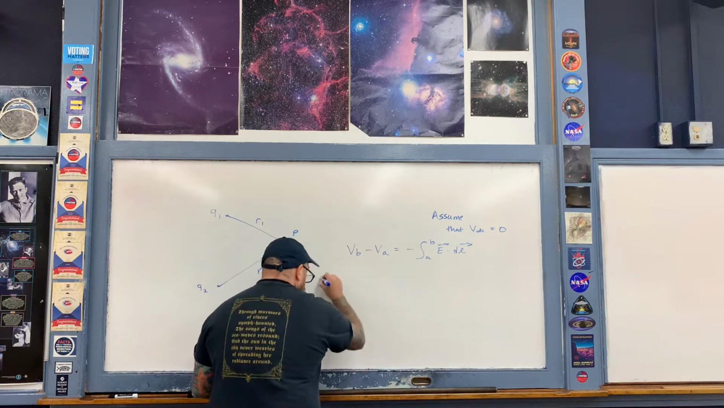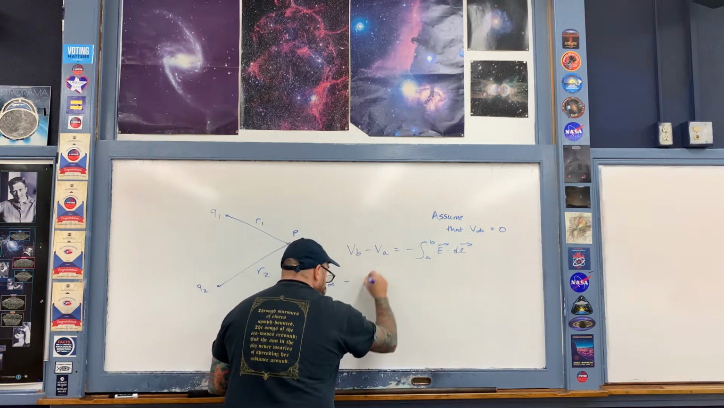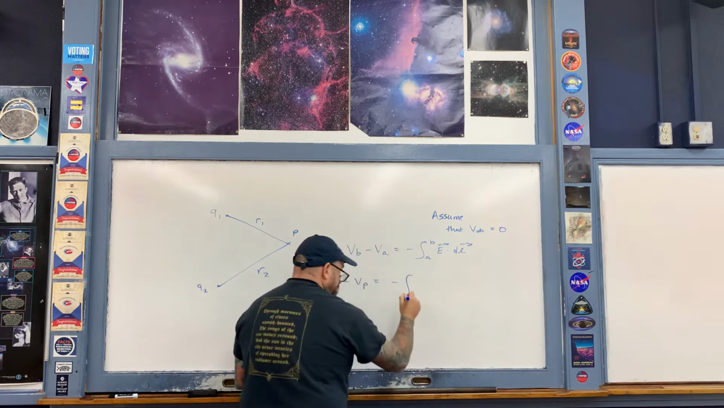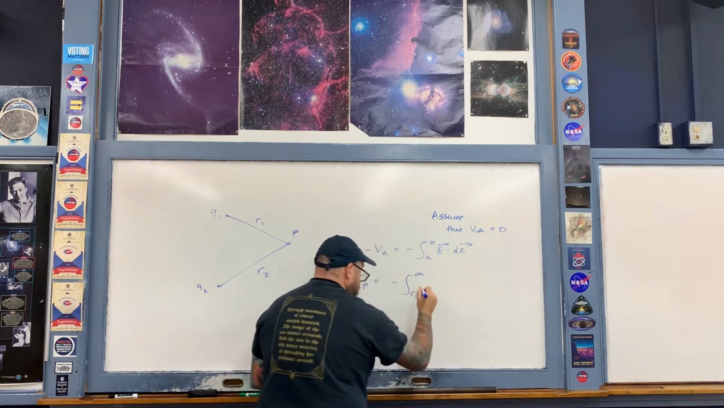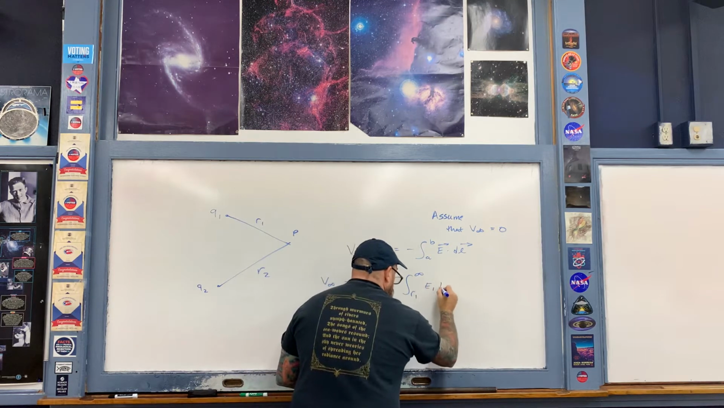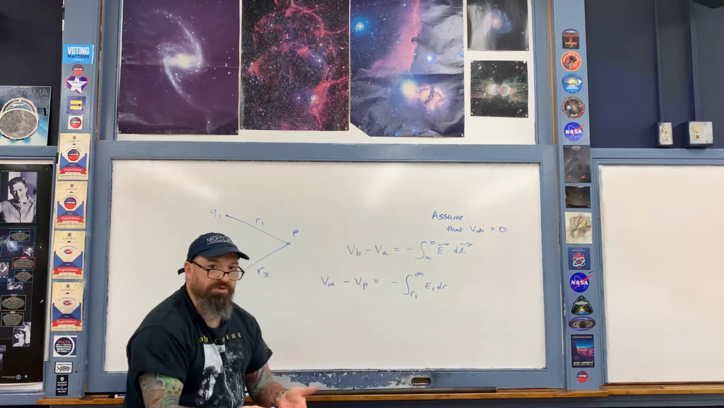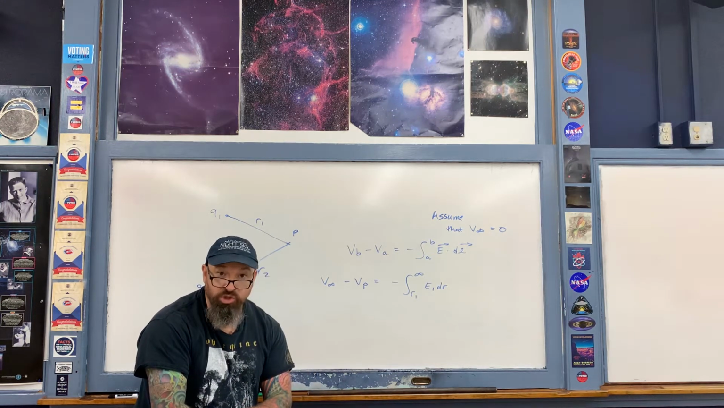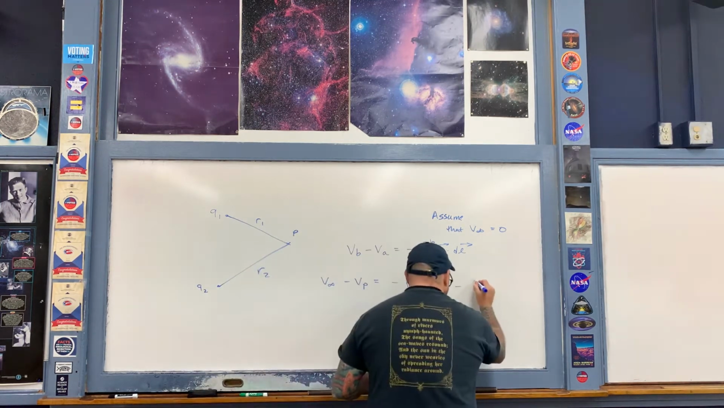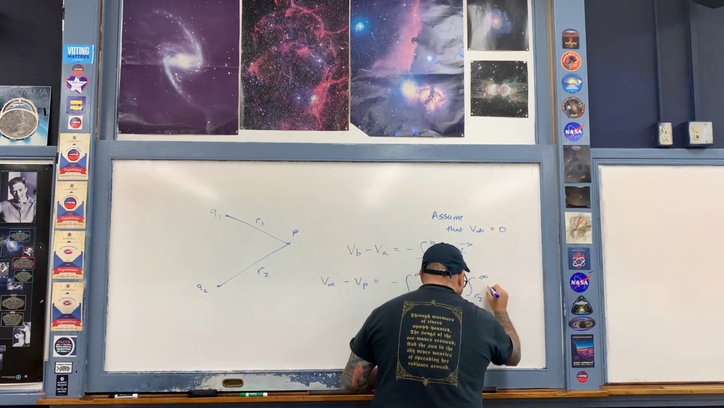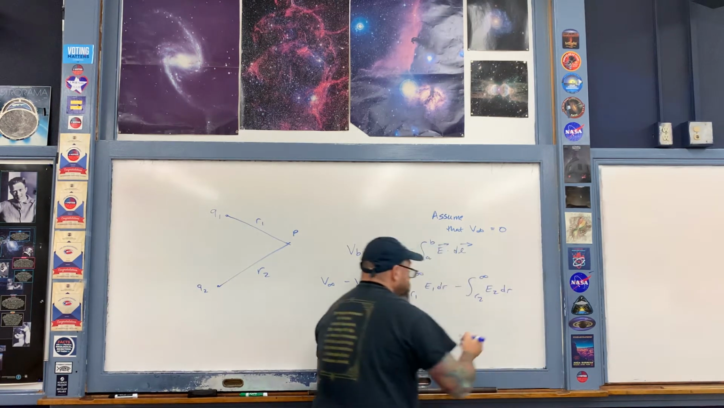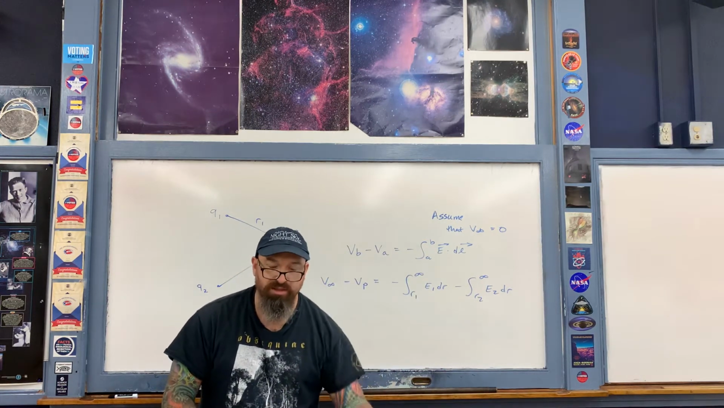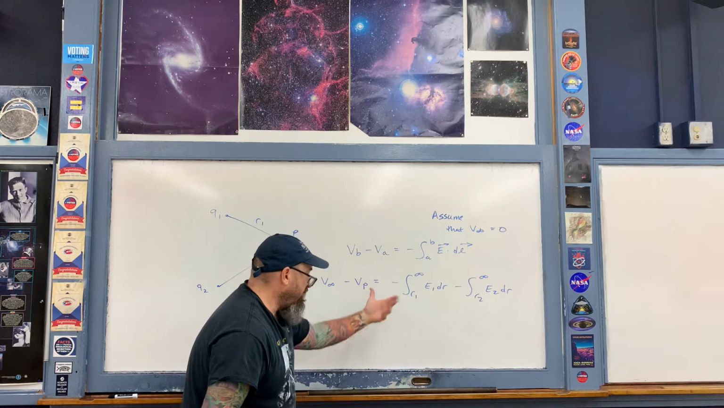So V at infinity minus V at point P equals then the following. Negative integral from R1 to infinity of E1 dr. Once again, I'm switching variables here. I'll write down the electric field as Q over 4 pi epsilon naught R squared in just a moment. And then minus integral from R2 to infinity of E2 dr. Once again, this is the net electric field. It's electric field number 1 plus electric field number 2. And now let's go ahead and fill in the terms.